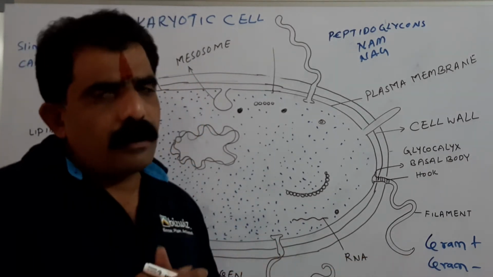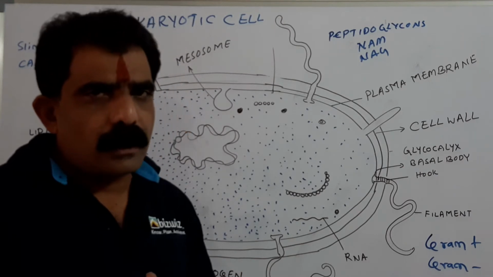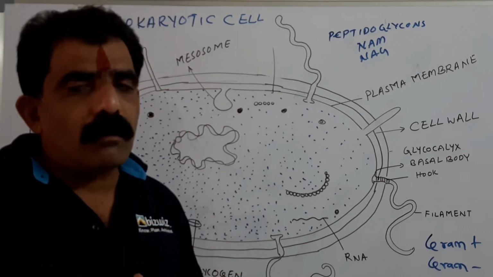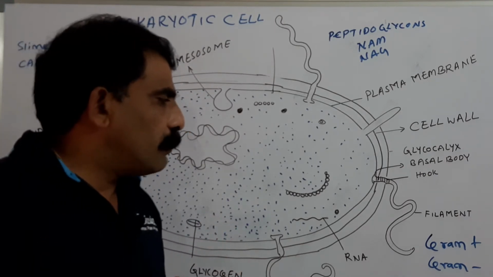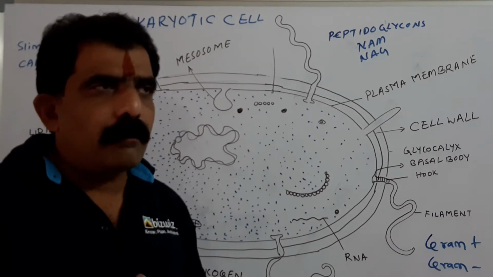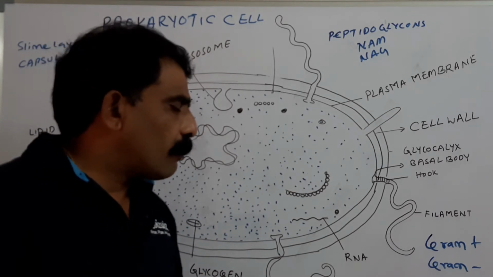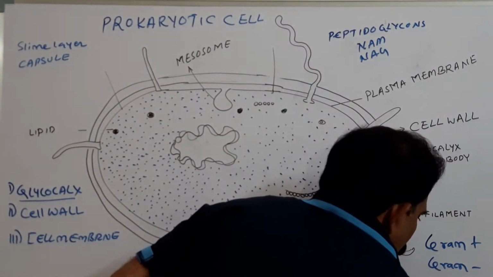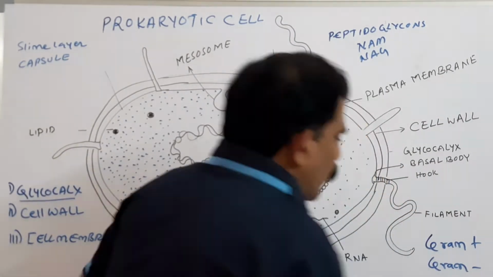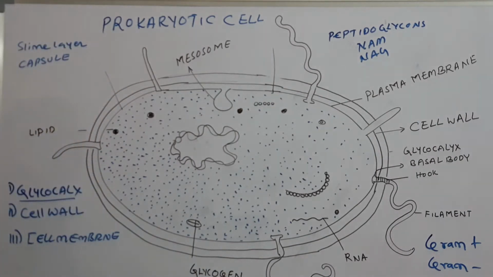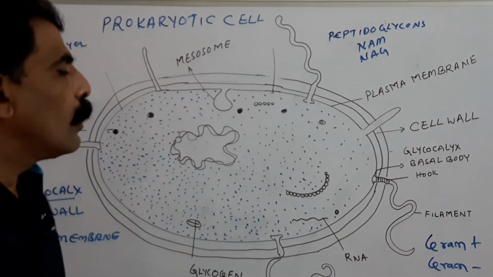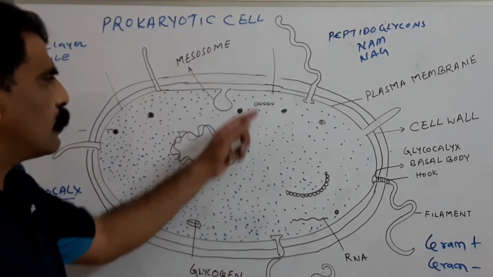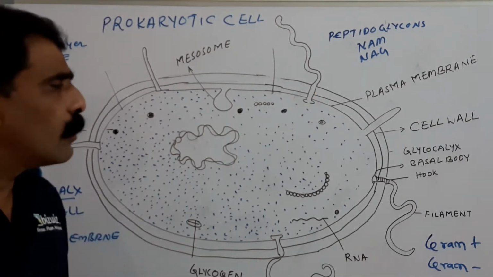We add safranin to visualize. So that is called counter stain. The main stain is crystal violet. So bacteria can be stained with crystal violet, that is called main stain, whereas the safranin is called counter stain. This is useful to visualize the gram negative bacteria. So that is about the cell wall.